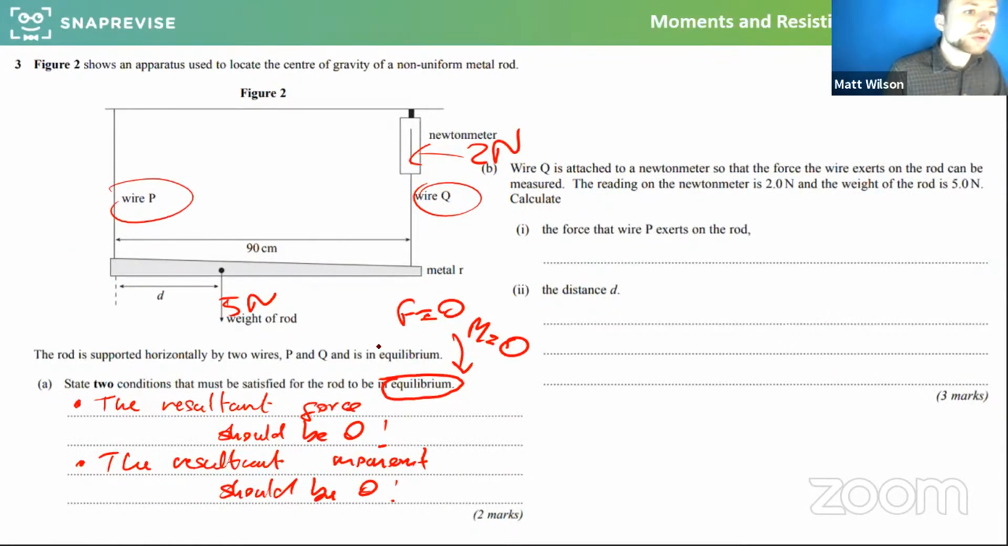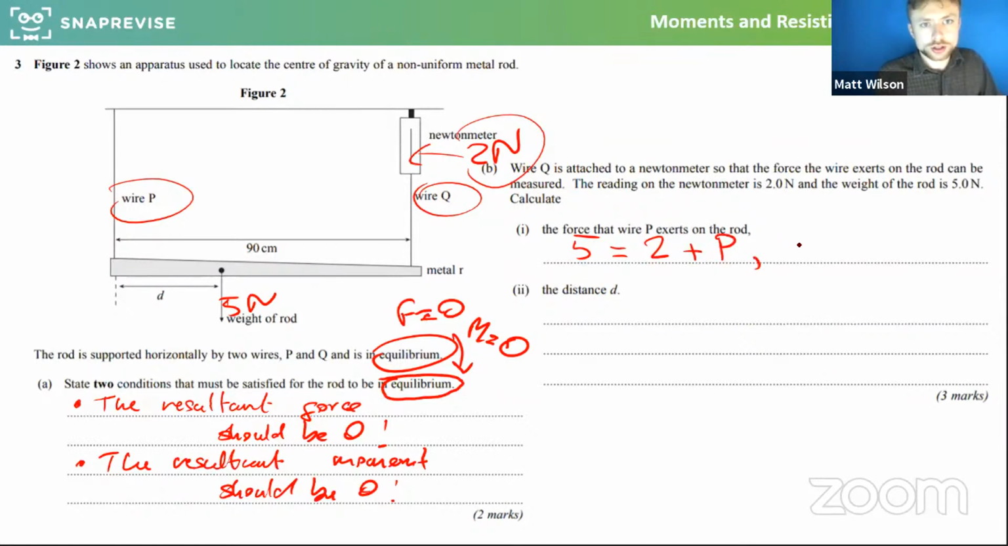Calculate the force that wire P exerts on the rod. Well, we're allowed to assume it's in equilibrium, so the total force should be 0. We have 5 going down, then we have 2 newtons from Q, and then we have some unknown amount from P. So altogether, the amount from P must make up to 5 overall. So P must be 5 minus 2. P has got to be 3 newtons.